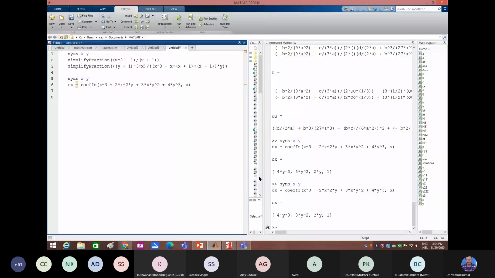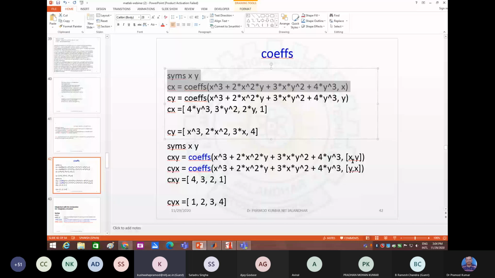Similarly, we can take out the coefficient of x and y both. Then we will use here x cube plus 2x square y plus 3xy square plus 4y cube, coefficient of either x or y. Both should be there. And then what will be the coefficient here? The y cube, coefficient of y is 4. Here 3, here 2. And in this question, like this.